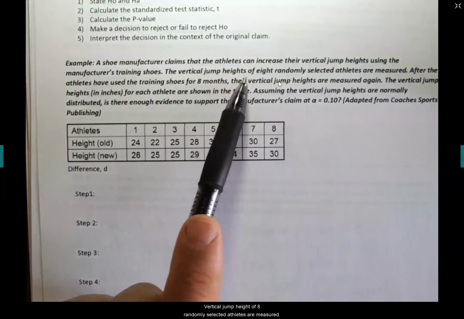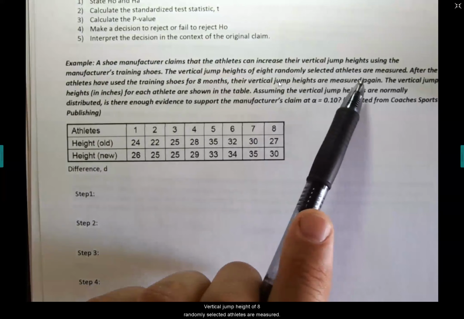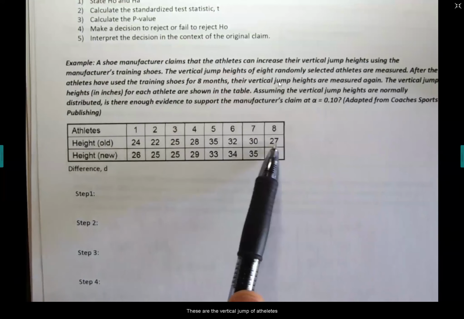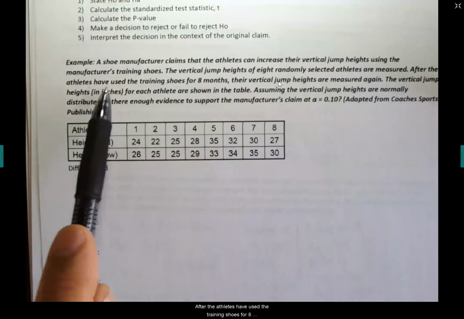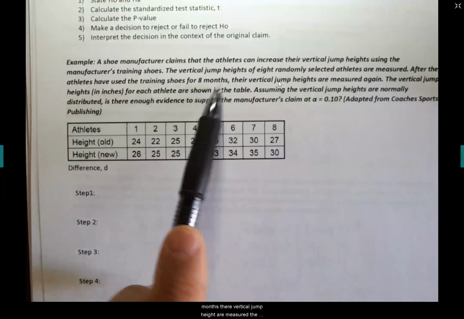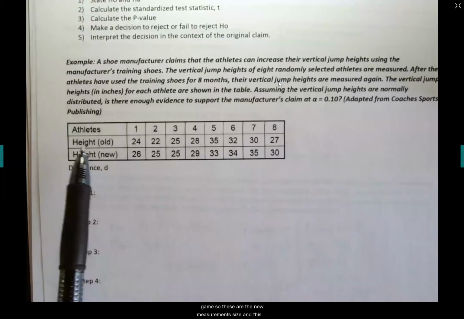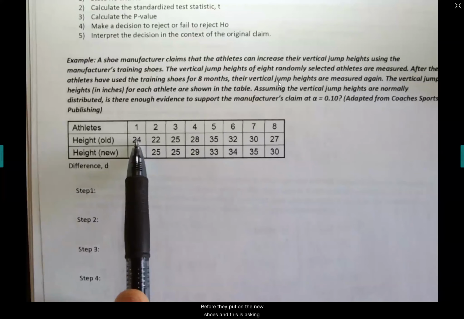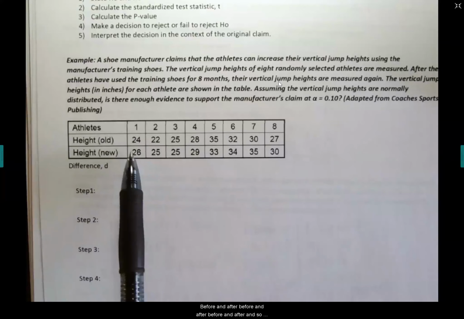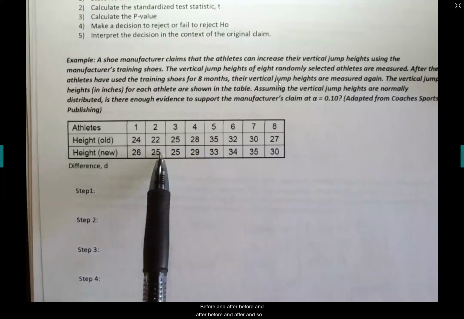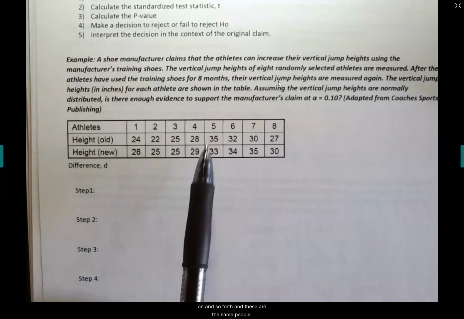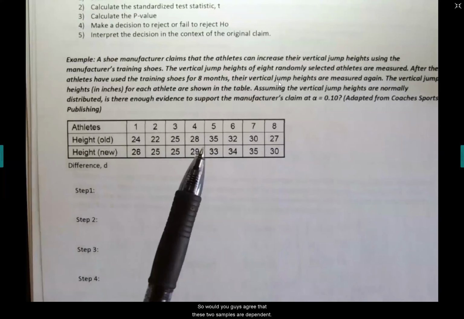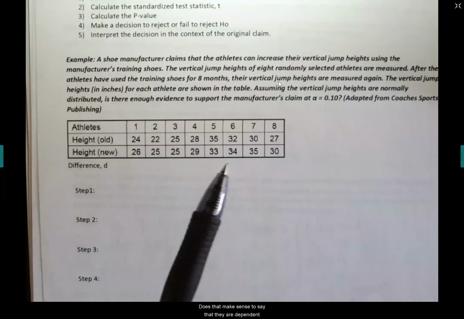The vertical jump heights of 8 randomly selected athletes are measured. So these are the vertical jumps of 8 athletes. After the athletes have used the training shoes for 8 months, their vertical jump heights are measured again. So these are the new measurements, guys. And this is the same person here, before they put on the new shoes, and this is after. Before and after, before and after, and so on and so forth. And these are the people. So would you guys agree that these two samples are dependent? Does that make sense to say that they are dependent?